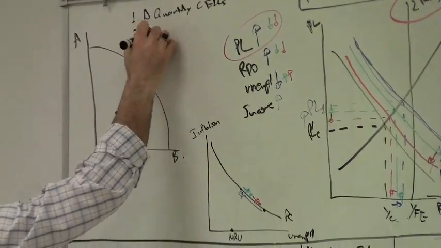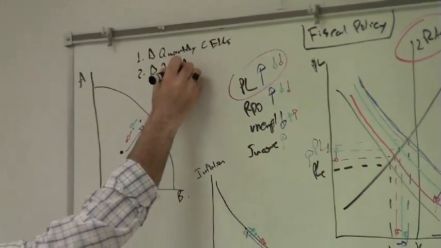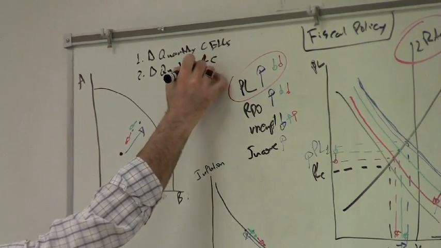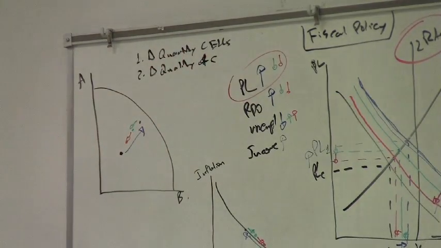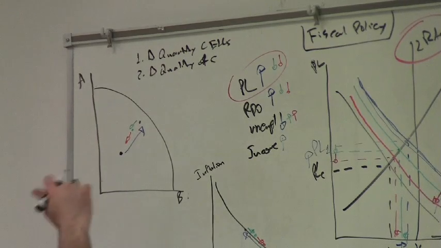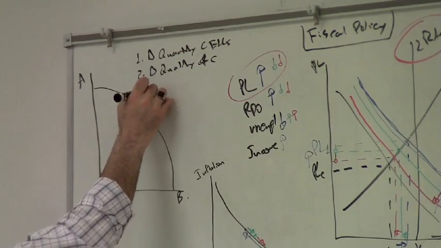Two is change in quality of capital, because quality of entrepreneurship, land, and labor depends on quality of capital, and skills, knowledge, and abilities, and technology. Right? And three is technological advancement.